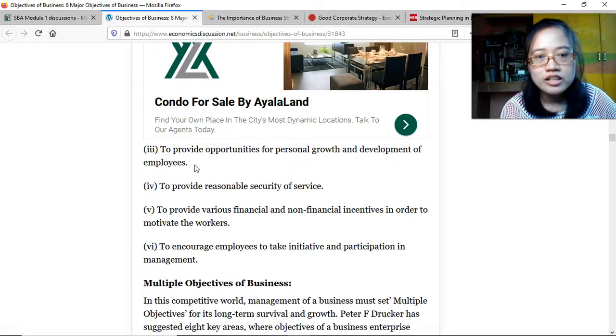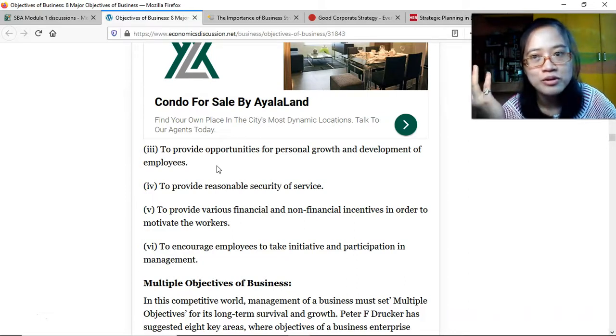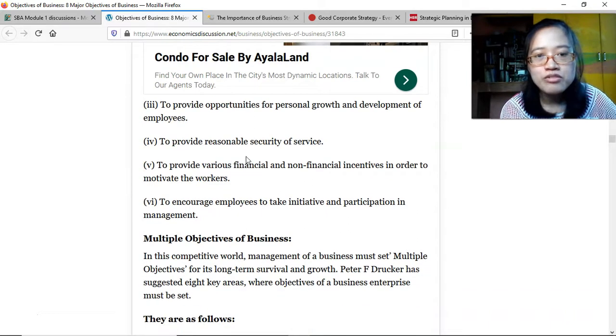And there's one more, okay, to provide opportunities for personal growth and development of employees. Siguro mag-provide kayo ng, let's say, events, mga webinars din na kung saan makakapag-unwind. Okay, dalawa naman yan, makapag-unwind yung employees, may matutunan silang bago, ma-apply nila sa trabaho, or they have fun, okay, mga tipong company outings, ganyan. Okay? Provide reasonable security of service.